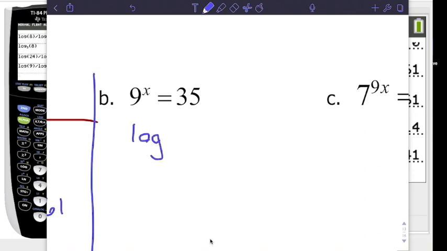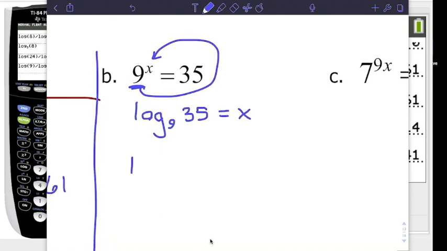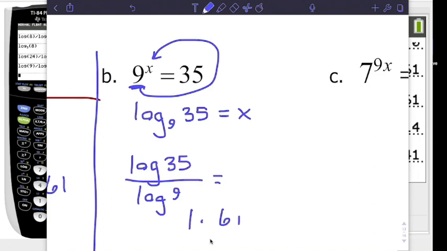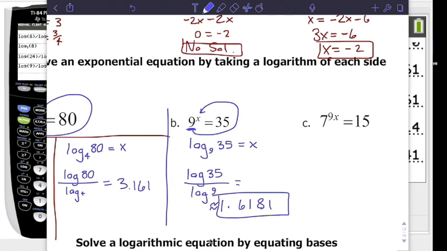So always go log base 4, or I'm sorry, base 9, and then of 35, and then equals x. And then you can type that into your calculator or change of base as log 35 over log 9. And that decimal comes out to 1.6181. And that's an approximate answer, by the way.